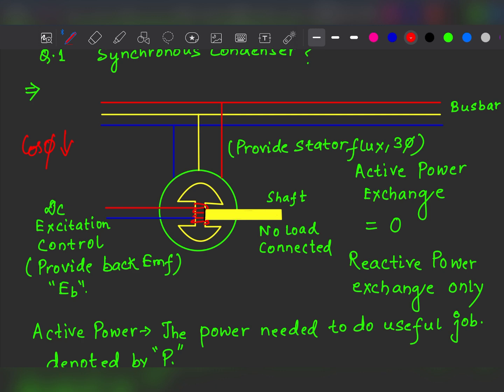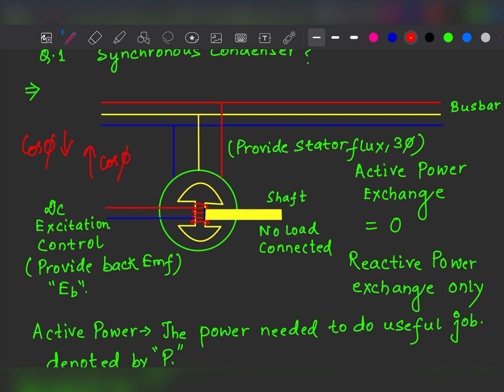If you run this synchronous motor in overexcited mode, your power factor will be improved, because at that time this synchronous condenser will act as a capacitor. Because you know the behavior of a capacitor will lead the current. Actually in a capacitor, current will lead the voltage by some angle, and it will start delivering the reactive power to the bus bar. So you have to run this synchronous condenser in overexcited mode, so that it will start sending the reactive power to the bus bar, so that our cos phi will improve.